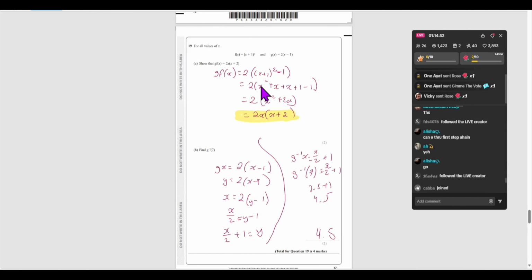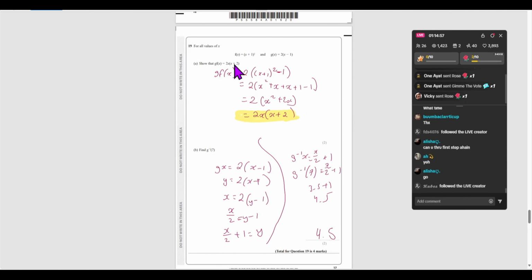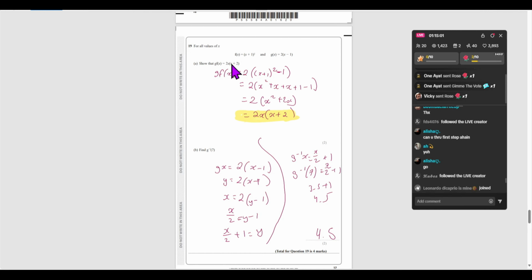So you wanted me to repeat this question. So what we just did was that we just replaced the x in here, and then we expanded it, and then we factorized, and then we got this, okay?